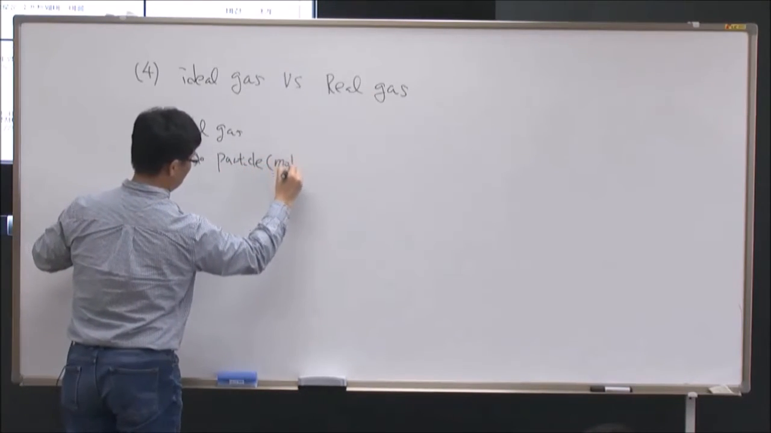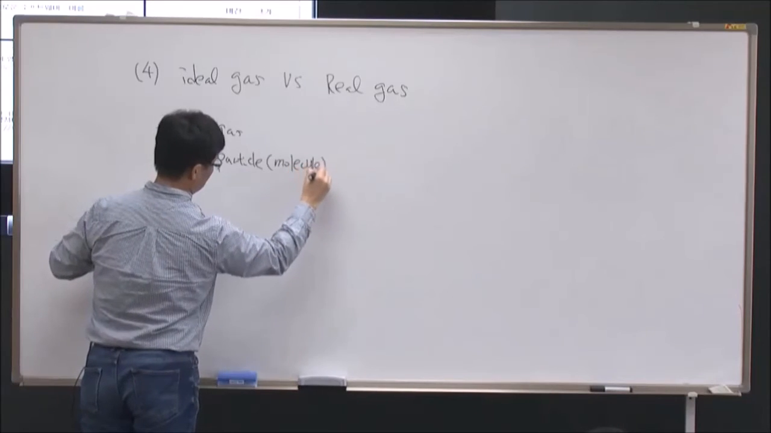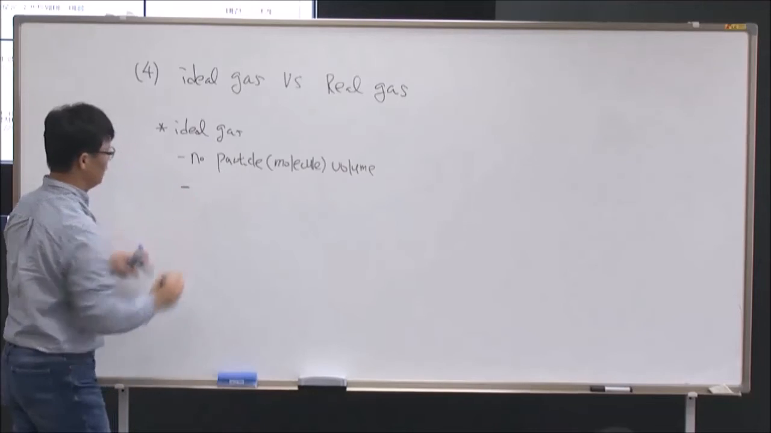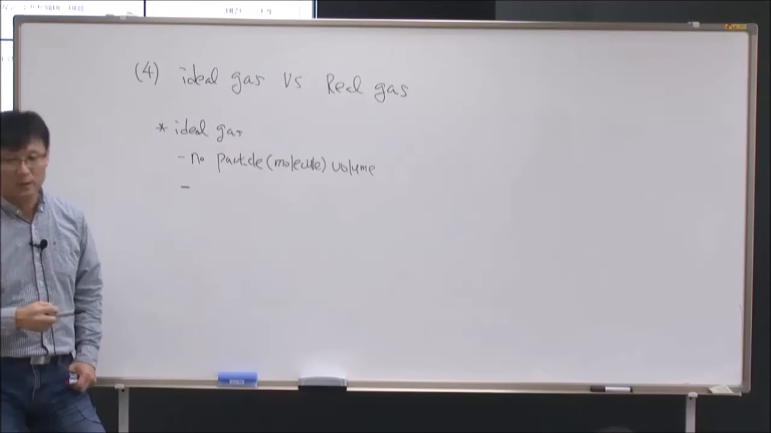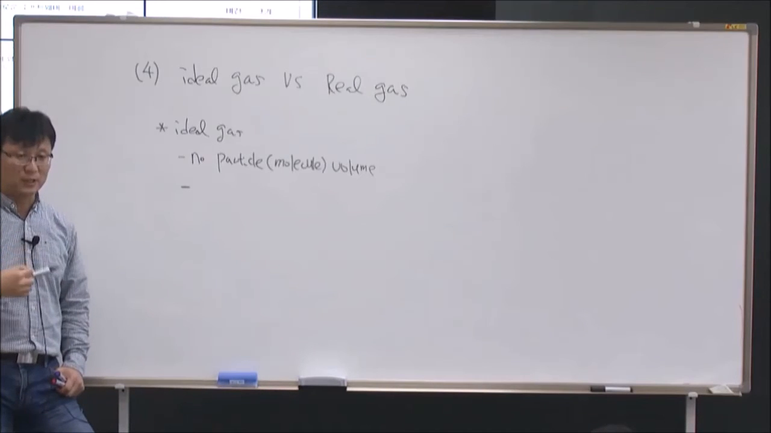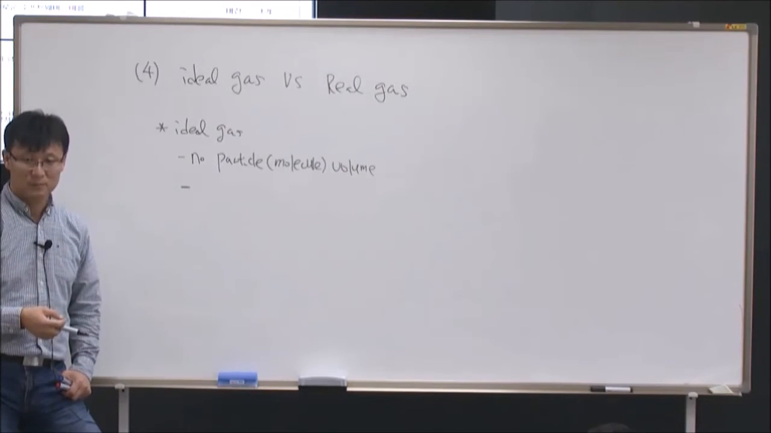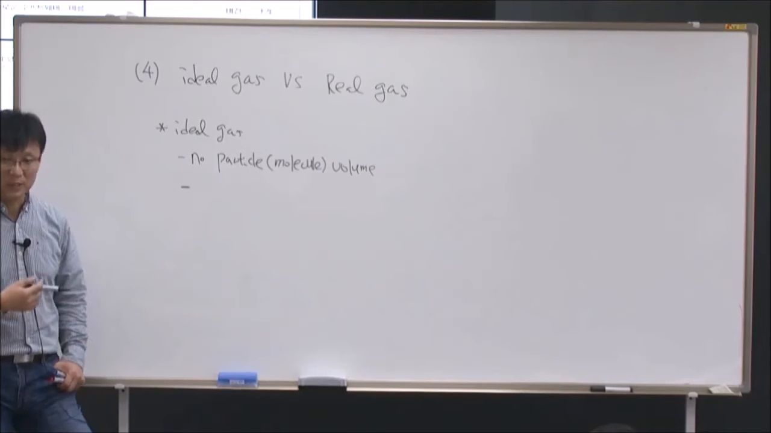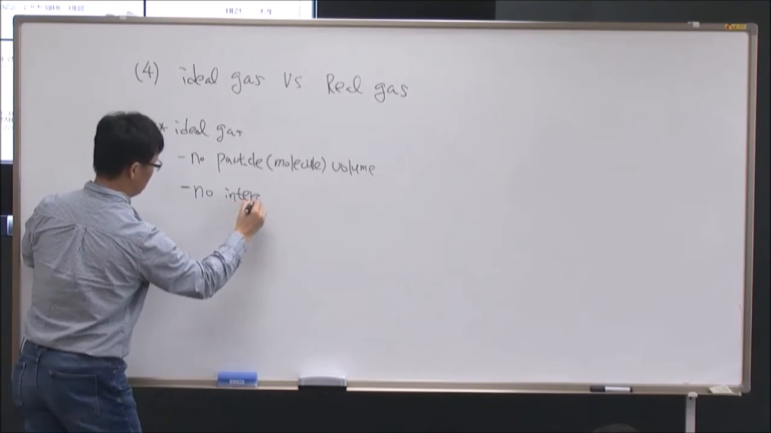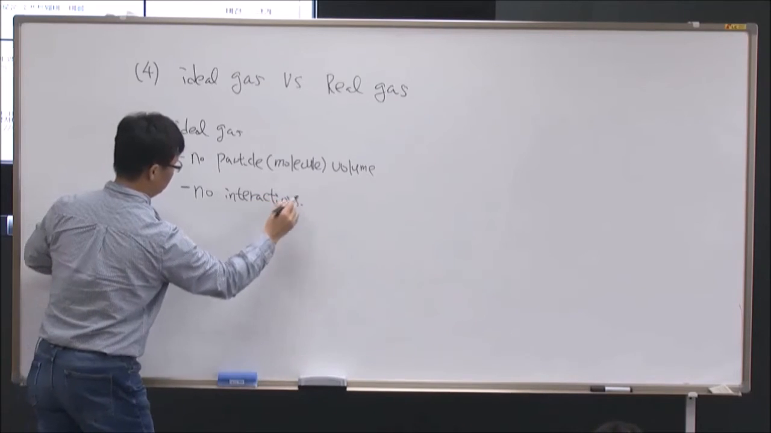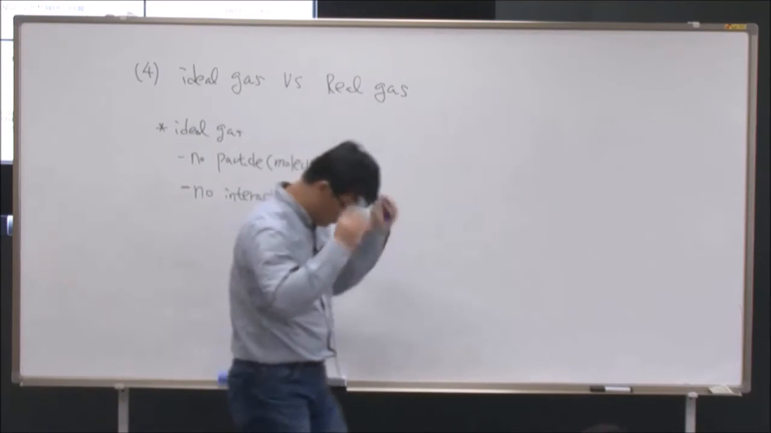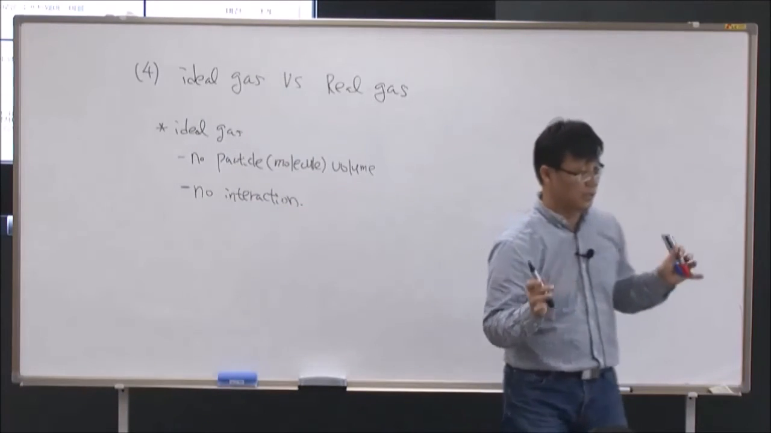or molecule volume. That's one of the conditions for the ideal gas. The other one is that there's no chemical interaction between the gas particles. No interaction between the gas phase. These two are basically the assumptions behind the ideal gas.